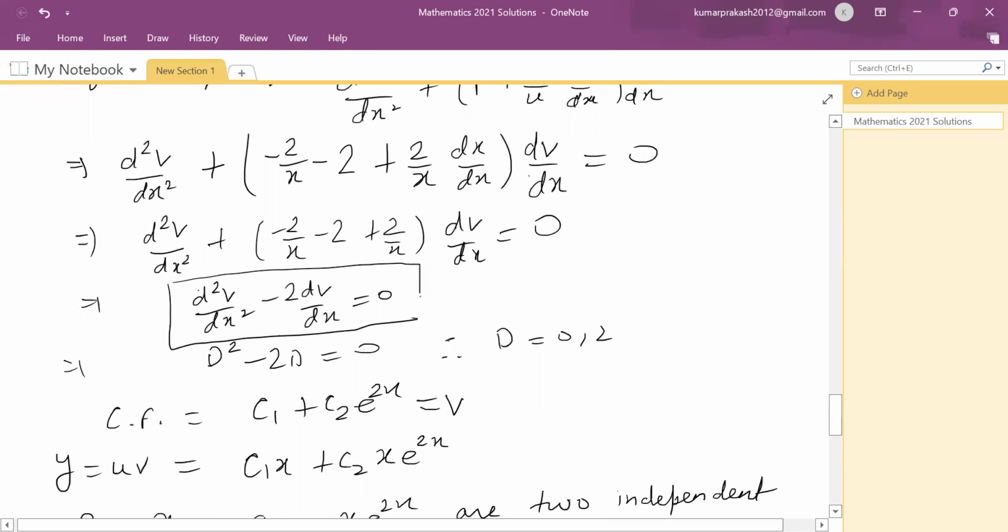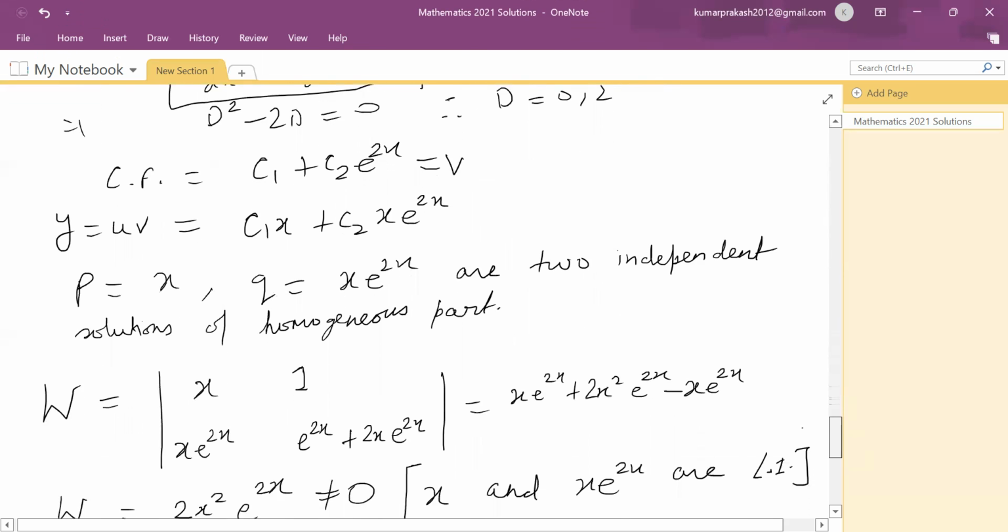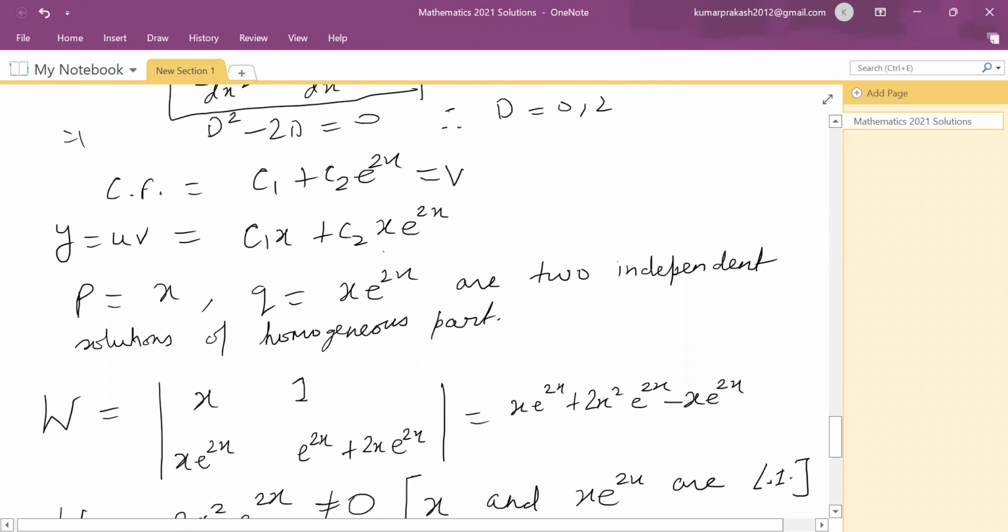Which is a linear differential equation with constant coefficients. So D squared minus 2D equal to 0. You can find the auxiliary equation and you can find the CF using this. You will get CF as C1 plus, because one root is 0, C2 e to the power 2x. And if I find y, which is u into v, multiplying by x, so C1 x plus C2 x e to the power 2x.